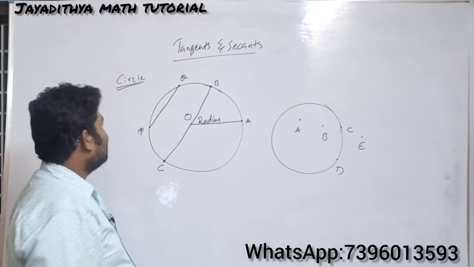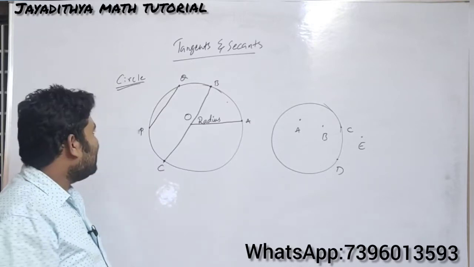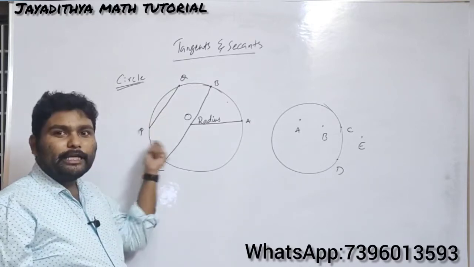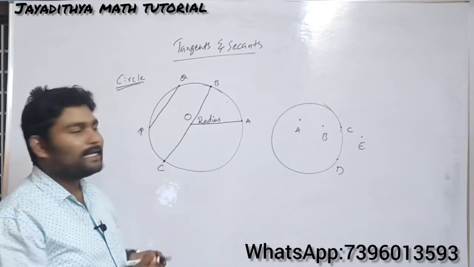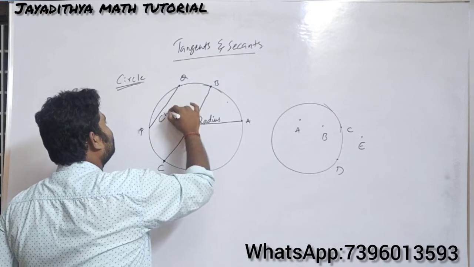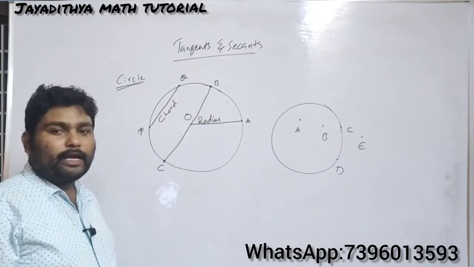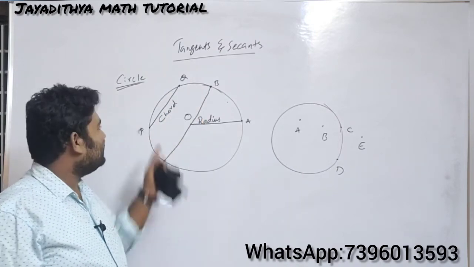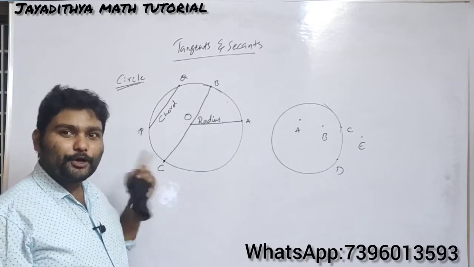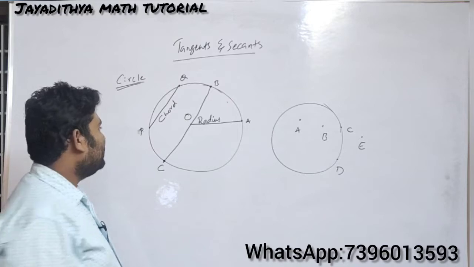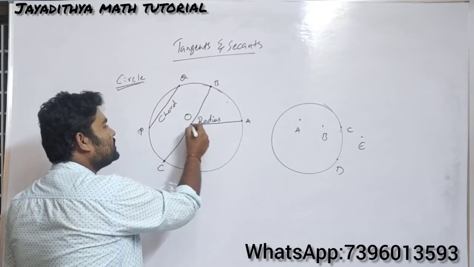Okay, right now. So you can say about the line, this is the line joining 2 points on the circle. The line which joins 2 points on the circle is known as a chord. So here BC is also a chord. And what is the special character here?